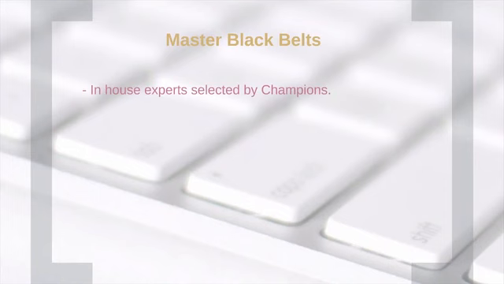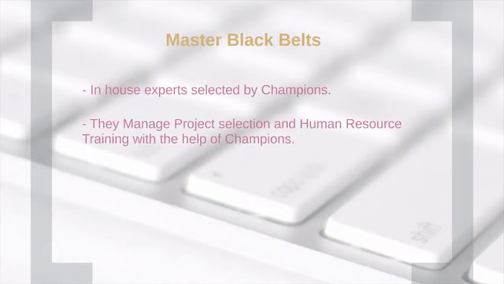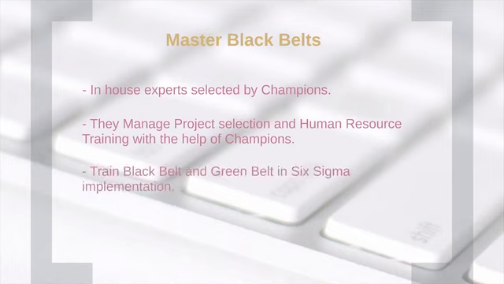Next in line are the Master Black Belts, who are in-house experts selected by champions. They manage project selection and human resource training with the help of champions. They train black belts and green belts in Six Sigma implementation. Next are the black belts.